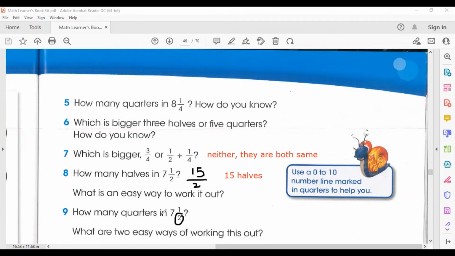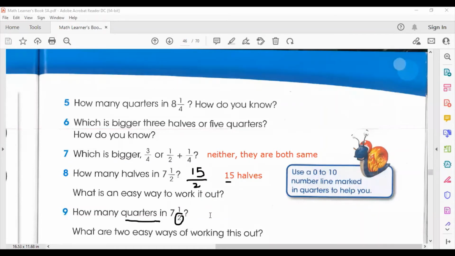How many quarters in 7 1 by 2? If halves, no problem. How many halves in 7 1 by 2? But if it's asking how many quarters, then first of all we find the answer for halves, then multiply by 2, because it's talking about quarters. When we are changing half into quarter, we need to multiply by 2. So 15 multiplied by 2.